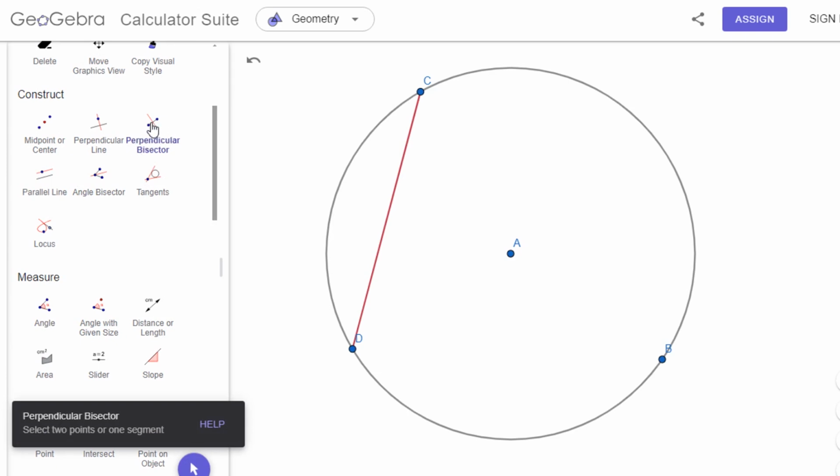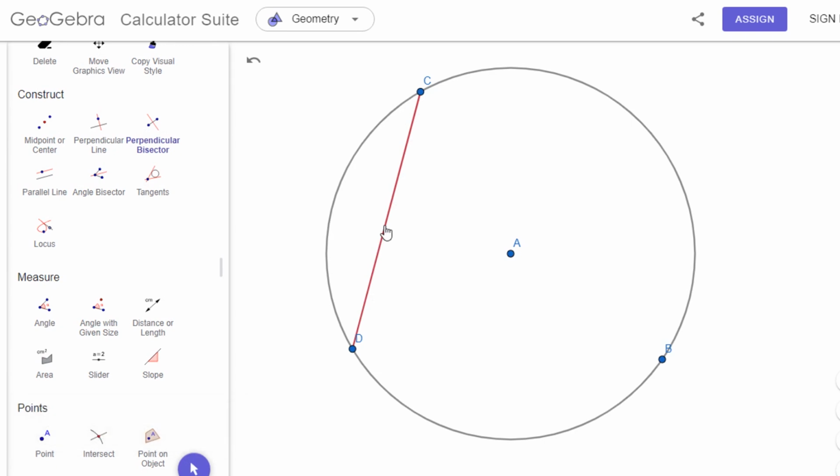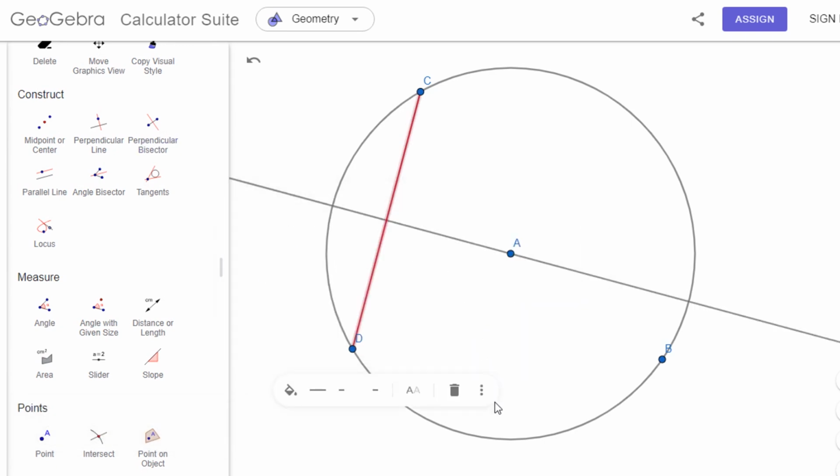What this will do is find the perpendicular bisector of this chord. As you can see, when I click it, this red chord here has been perpendicularly bisected by this line. And as you can see, this line passes through the center. And we know that the line that passes through the center is the diameter. So the diameter is the only line that can bisect another chord perpendicularly. So that's what I mean.